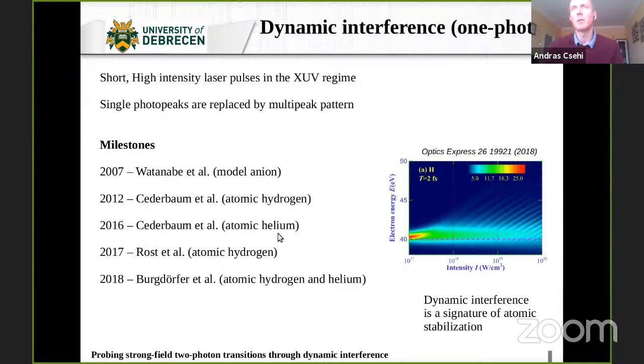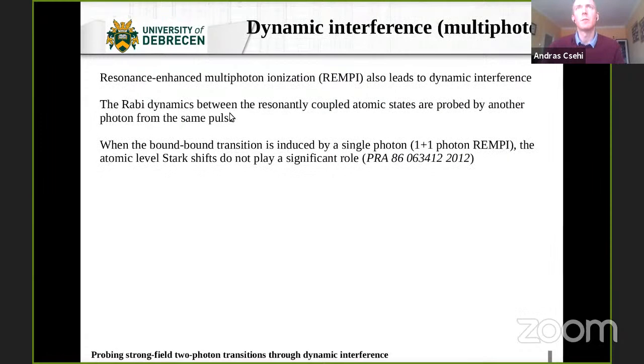It was debated whether this dynamic interference occurs for ground state systems or not. Later it was clearly demonstrated that ground state atoms also exhibit dynamic interference. Especially it was emphasized that the appearance of dynamic interference can be considered as a signature of atomic stabilization. As I mentioned before, resonance-enhanced multiphoton ionization also leads to dynamic interference. In such a process, one can probe the Rabi dynamics between the resonantly coupled atomic states by another photon, which leads to ionization.